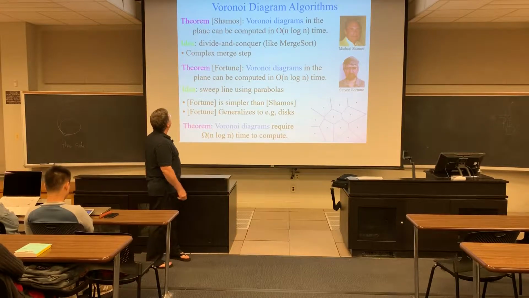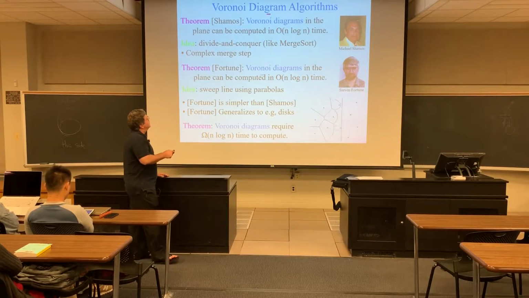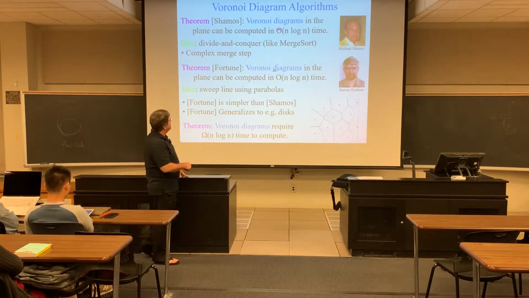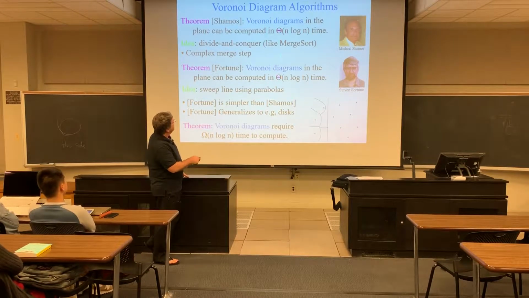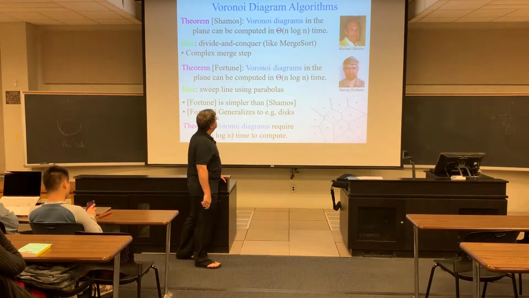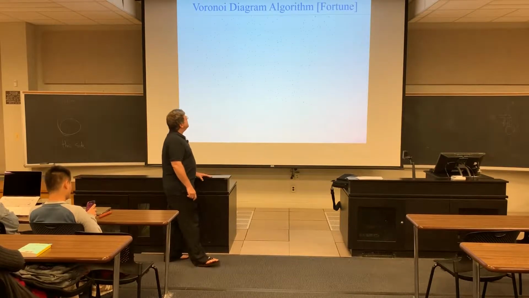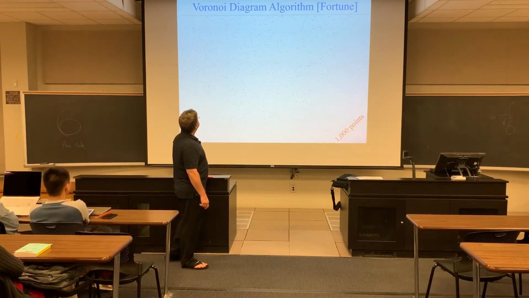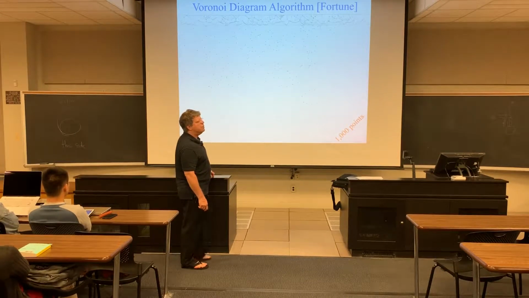So that means that both of these algorithms are optimal, right, because of this theorem. So the corollary is both of these are optimal. N log n time is required, and n log n time is sufficient. So both of these are optimal. Now here is Fortune's algorithm running at 1,000 points.